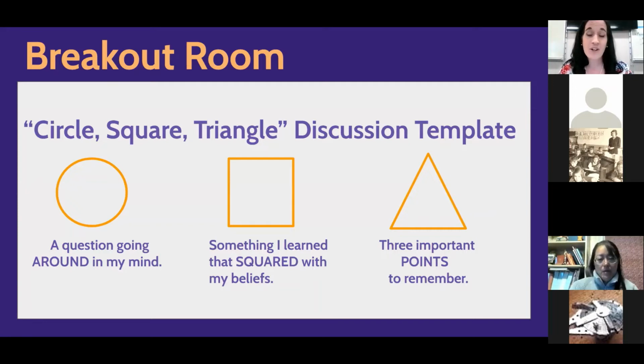So the circle stands for a question going around in my mind. The square stands for something I learned that's squared with my beliefs. And the triangle is 3 important points to remember. And I hope that you would find these would be good activities you might use in your own classroom too. So at this time, we are going to give you 10 minutes to discuss, and then we'll come back together as a group to share out afterwards.